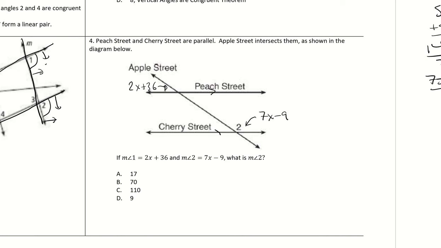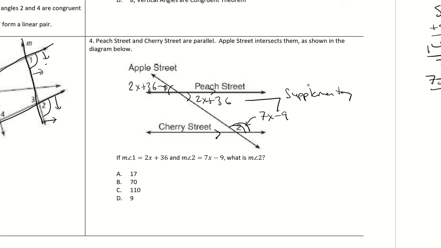So what is the relationship between these two? Well, since Peach Street is parallel to Cherry Street, and we have this transversal, we got our sandwich model here. These two don't have a name. However, we know that these are vertical angles, right? So that's 2x plus 36, then this has to be 2x plus 36. So they're going to be the same. And then these two angles here, this 2x plus 36 and this angle two, these are not congruent, by the way. That's why I indicated with these two marks. These actually are supplementary. They add to 180.